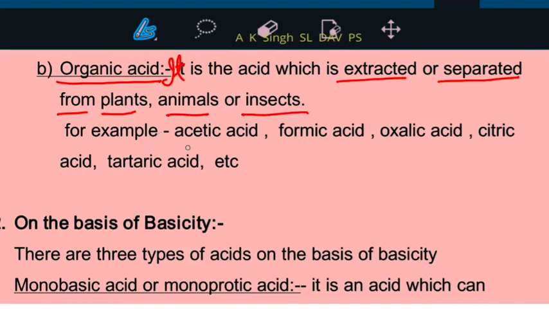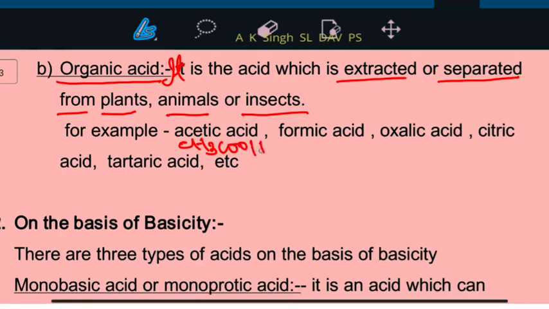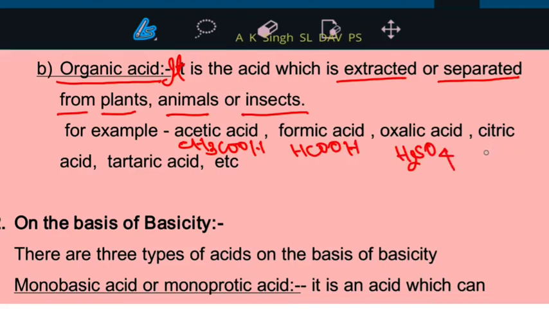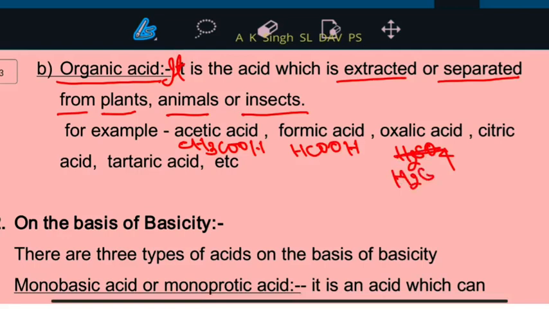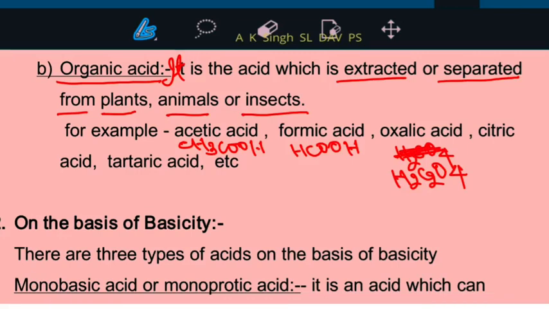For example, acetic acid, CH3COOH; formic acid, HCOOH; oxalic acid, H2C2O4. H2SO4 is mineral acid, not organic acid.